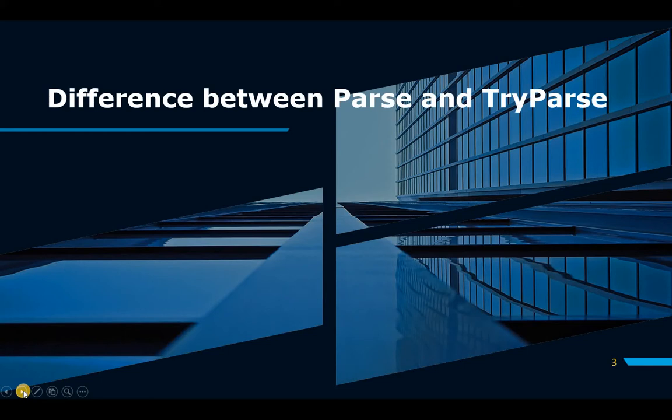So if we look at the theoretical difference between parse and tryparse, parse is a method that is in the class of whether it's an int, double, decimal, float. The job of this method is to take a string representation of a number and convert that to an integer. So if you're trying to convert a whole number, you will do something like int.parse and give it a string. If you are doing a double, then you will do double.parse.